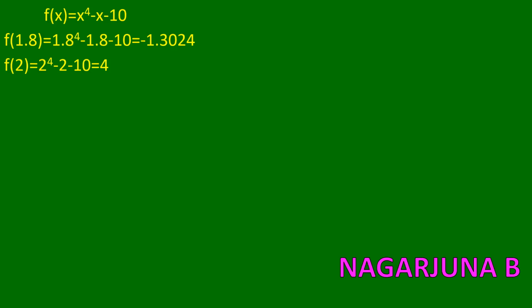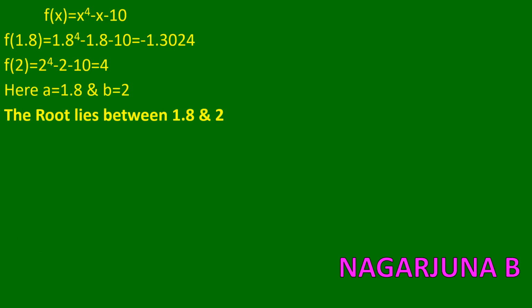While solving, for the one for which we get a negative value when we substitute, consider that as a. Therefore here for f of 1.8 you have got a negative value. Therefore here consider a equals 1.8 and b equals 2. Therefore the root lies between 1.8 and 2.